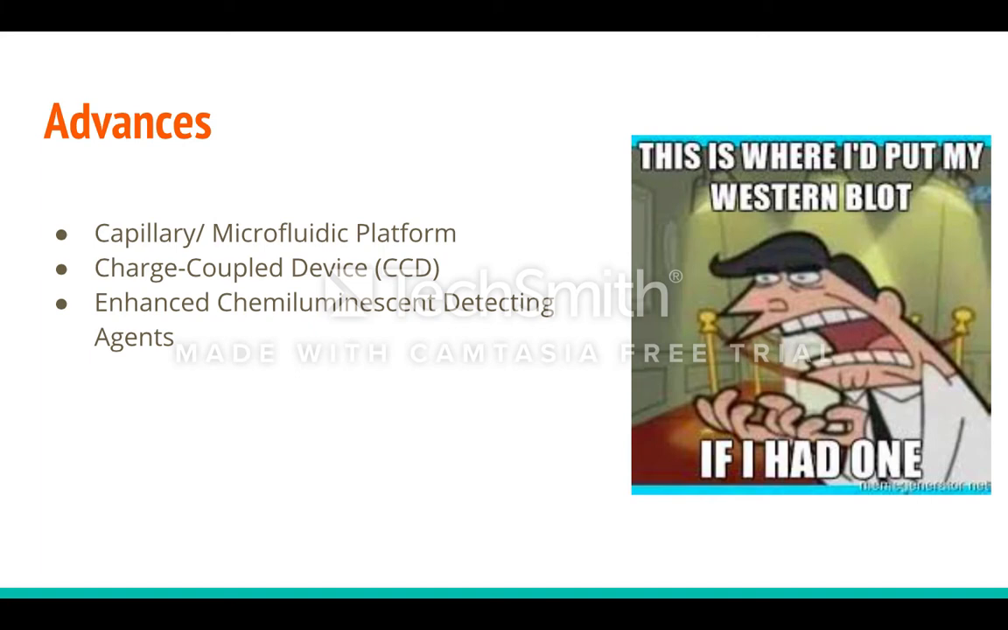Another huge advance in Western blotting is the use of a charge-coupled device, or CCD, which can detect both fluorescence and chemiluminescence in a sample altogether. This, coupled with enhanced chemiluminescence detecting agents that are more sensitive and needed in a smaller amount, provides a more reproducible experiment that is much more sensitive to the amount of protein in the sample.